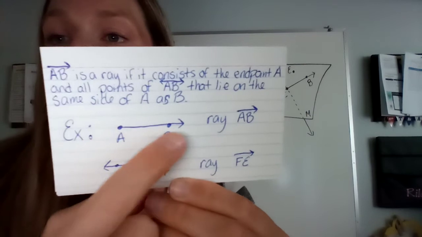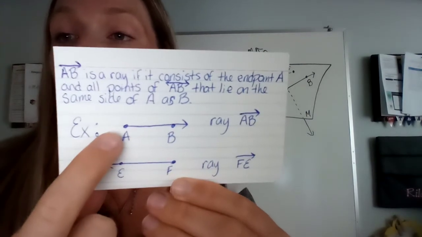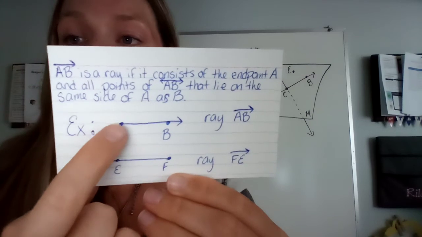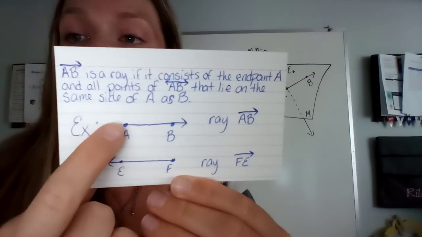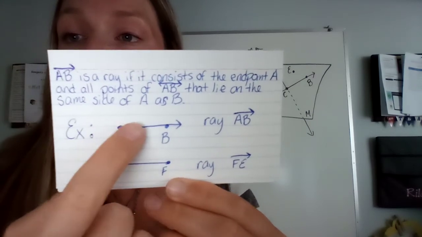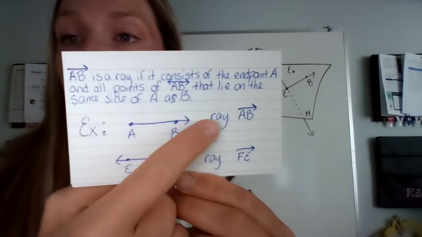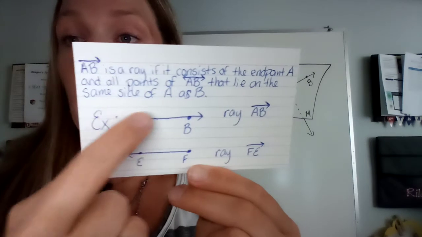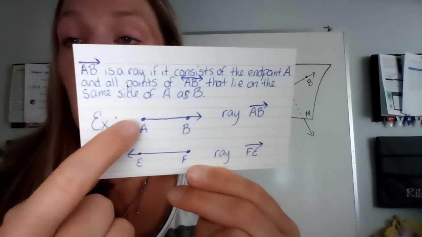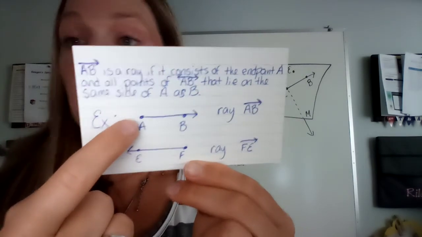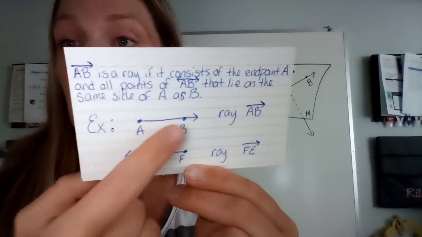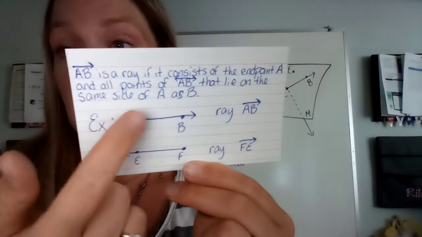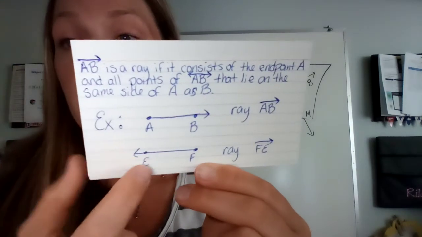So here I have ray AB. A is what we call the endpoint. I think of it as like where the ray starts. So the ray starts at point A, and it goes this direction through B and continues on forever and ever and ever. Okay, so I would call that ray AB. We always name a ray by starting with its endpoint. So you cannot flip this around and call it ray BA. That would not be the same ray. In fact, it's not a ray because it doesn't go on through A forever.